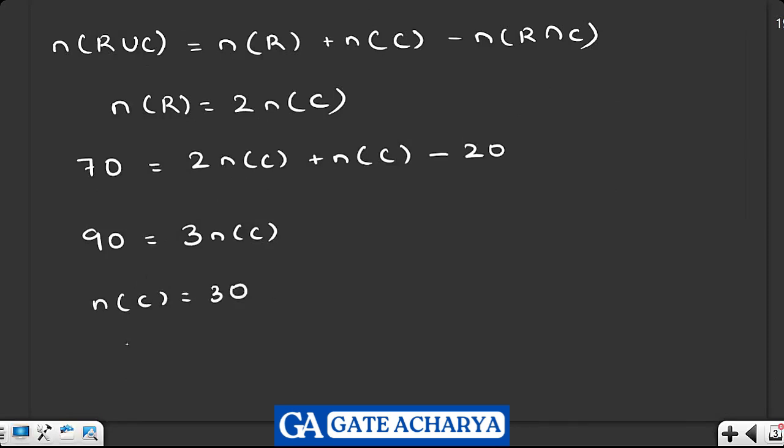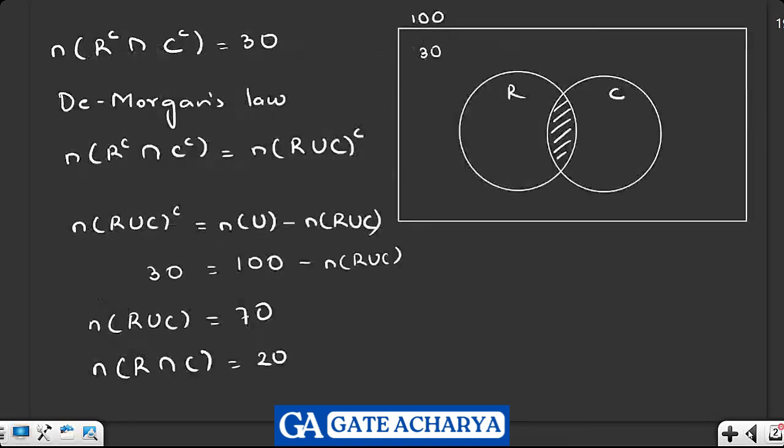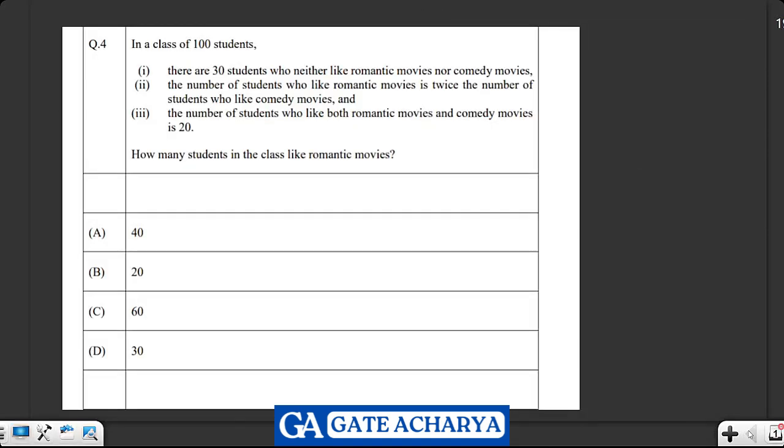If the number of comedy is 30, then the number of romantic is twice that, which is 60. Based on this, we found every element here. Now, what is the question asked? How many students in the class like just romantic movies? We found that the answer is 60. So Option C is the answer.